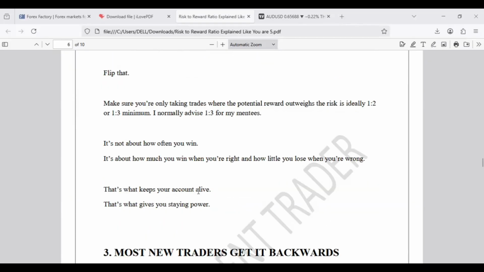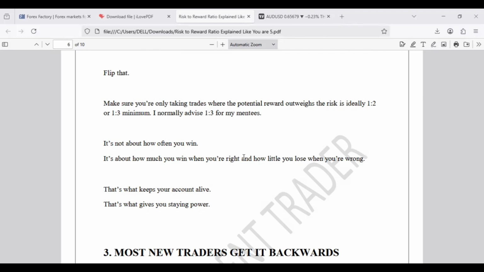So flip that. Make sure you are only taking trades where the potential reward always outweighs the risk. And it is ideally 1 to 2, 1 to 3 minimum that I normally advise. I normally advise my mentees to use 1 to 3 fixed. So that way, every trade you win covers for 3 losses. Do you get? And if your strategy is very good, there's no way you would not win at least 3 trades out of 10. You've already calculated it. You'll still be in profit.